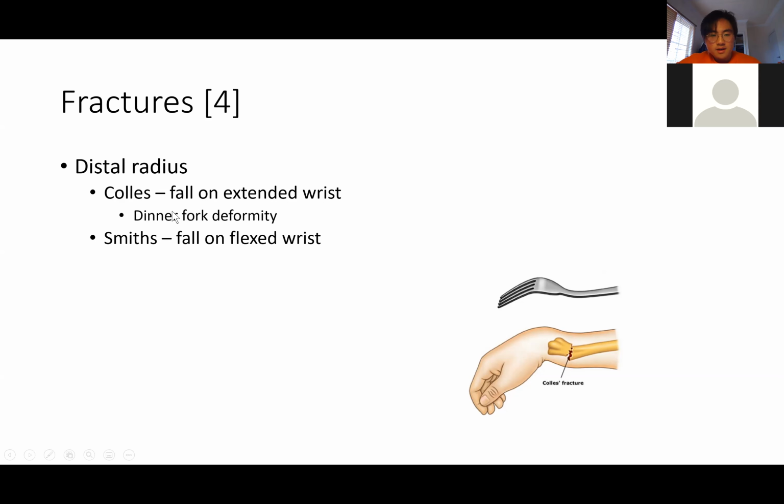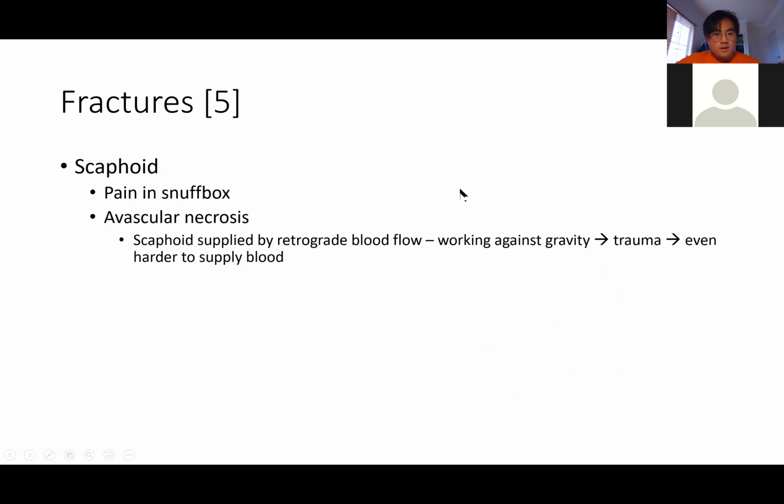But Colles' fracture is part of a group of deformities known as the dinner fork deformity. And the dinner fork deformity is characterized by dislocation of the distal radius posteriorly, so that it looks like a dinner fork. And Colles' fractures are a really common cause of dinner fork deformities.